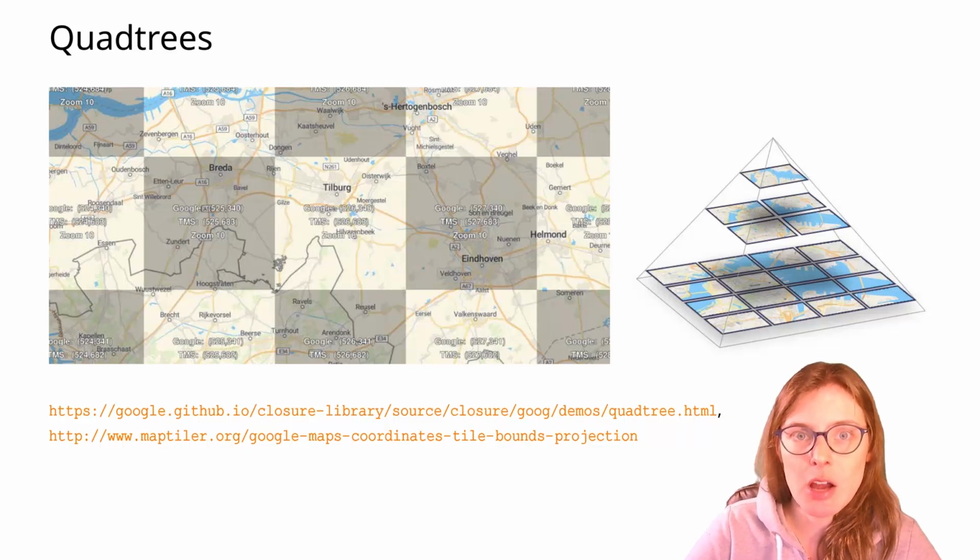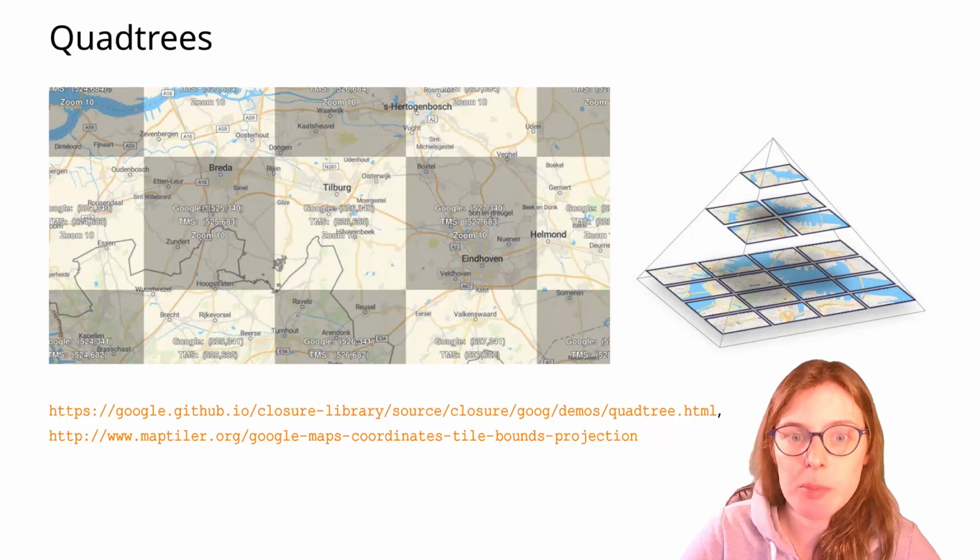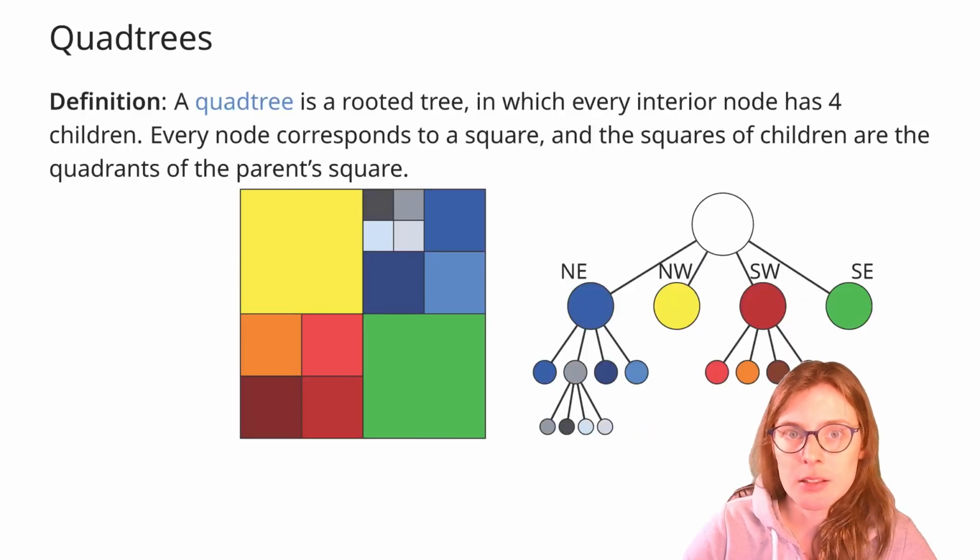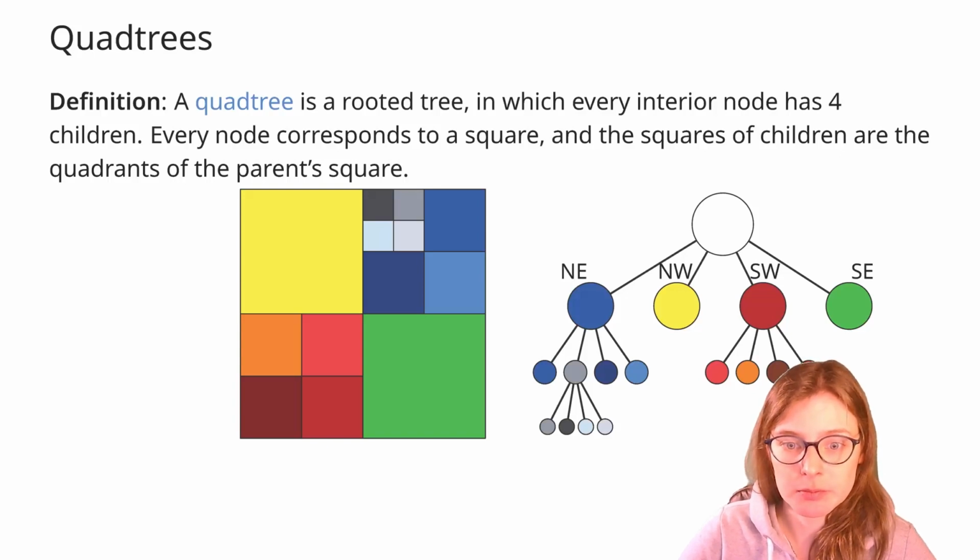You can explore how Google Maps uses quadtrees by following the link below to the map tiler. So let's define this very useful data structure. To build a quadtree on a square, we will iteratively partition the square into smaller and smaller squares.